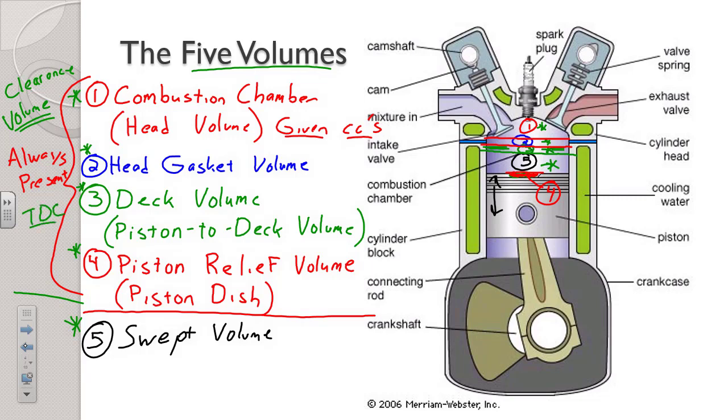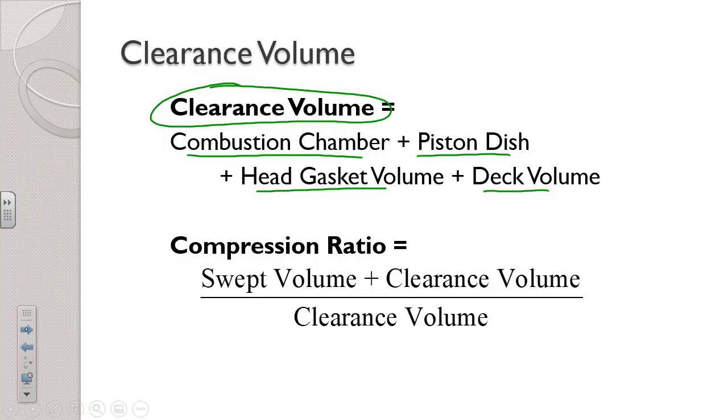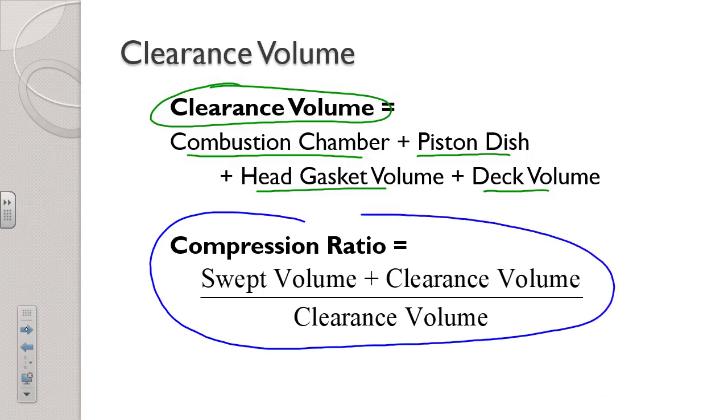If you think about it, when the piston goes all the way up, all the air and fuel is in these 4 volumes. That is our top dead center formula. We need that for calculating compression ratio. So then to actually find the compression ratio, this is the formula we use.